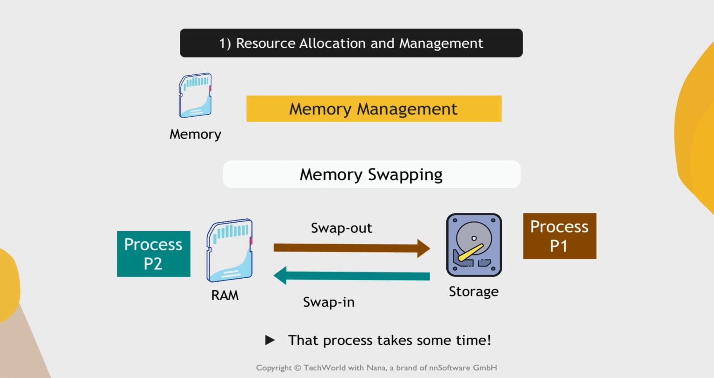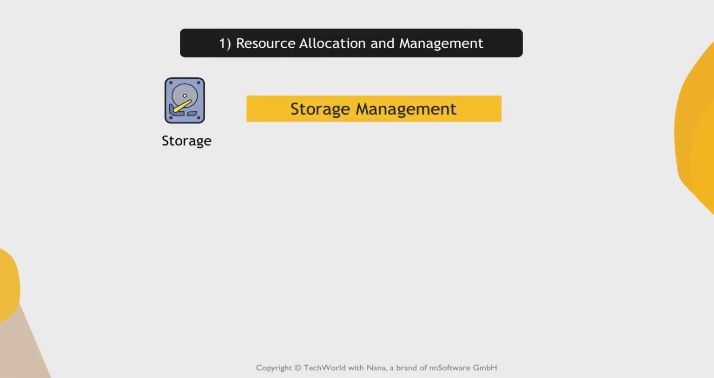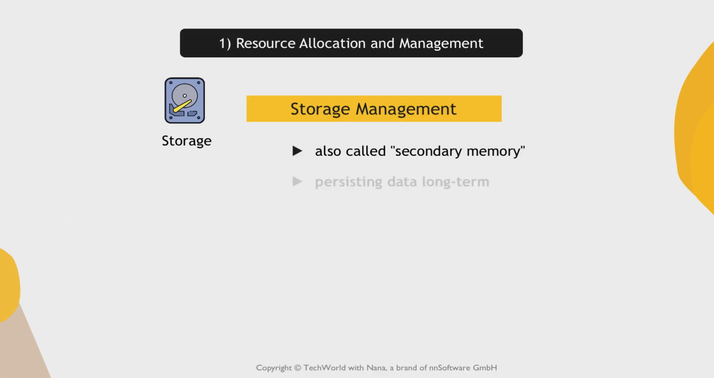And the third main hardware component of a computer is storage, which we just mentioned, which is also called a secondary memory. So you have the working memory, which is for actively processing the data. And then you have a secondary memory or storage, which is for persisting the data long term, right? And this is the hard drive of a computer.